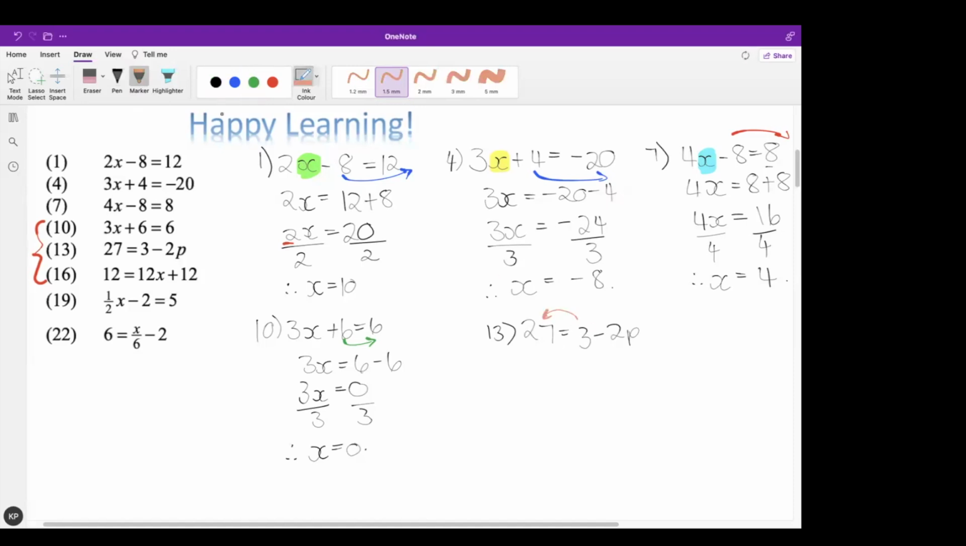Let's see. Take our 3 over, and it becomes 27 minus 3 is equal to negative 2p, okay? Then I have 24 is equal to negative 2p. Once again, I am solving for p, which is on my right-hand side in this case, but that doesn't matter. We can just divide both sides by negative 2. These cancel out, therefore, p is equal to, a positive and a negative will give you a negative, and 24 divided by 2 is 12.